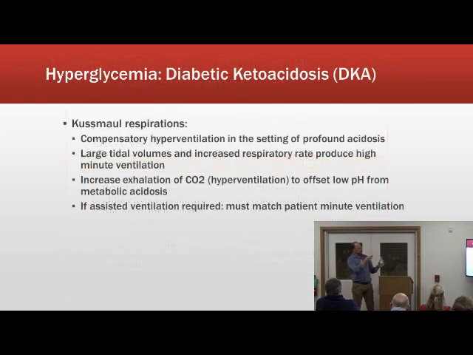So here's a particular feature of DKA that you may see. I don't know how many of you have seen this. Kussmaul respirations. I don't know who Kussmaul was. It's basically respirations from severe acidosis. So it's this very deep, rapid breathing.